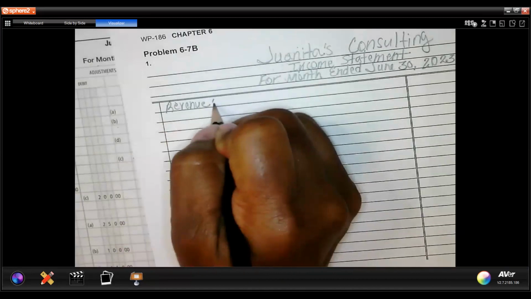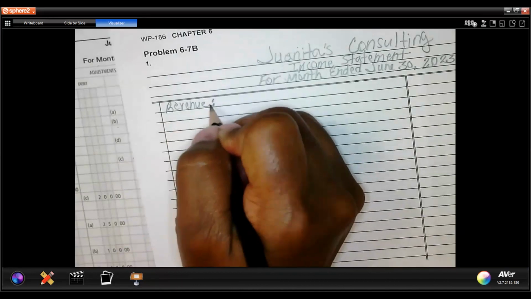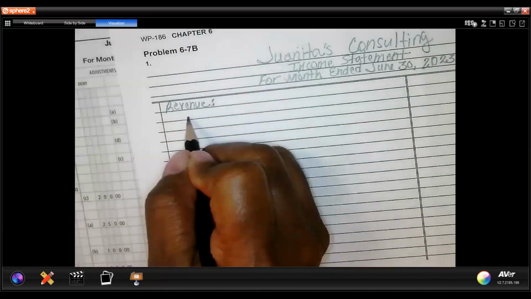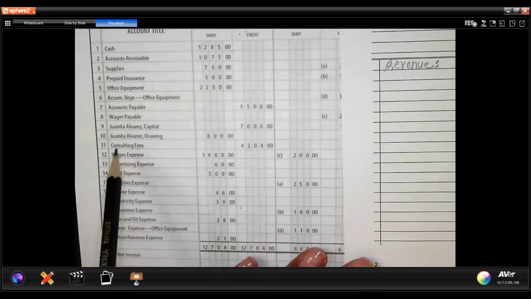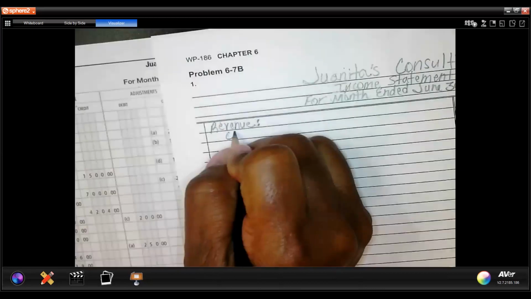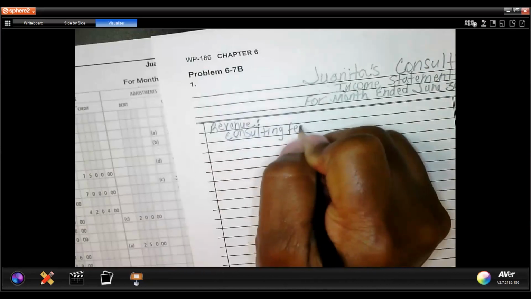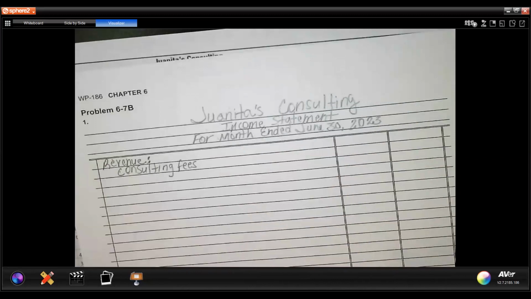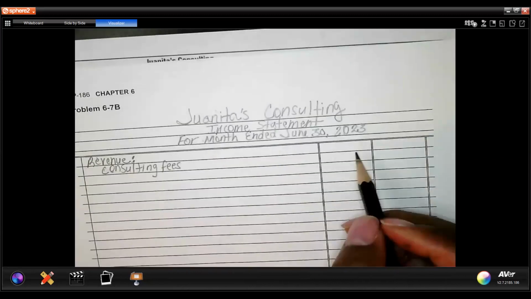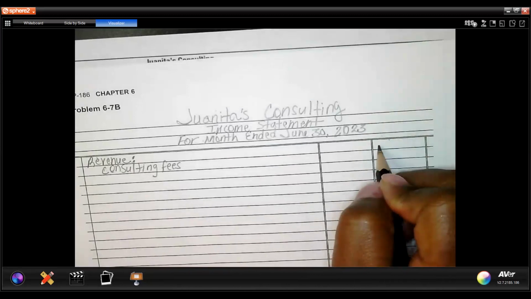with a colon here. Okay, and then under our revenue, as we stated on our worksheet, our revenue is being generated from consulting fees. So that's what we're going to write underneath revenue. So it's going to be consulting fees. Again, remember that the leading dollar sign is only going to be listed in the first column. So in this case, we're going to list a dollar sign.